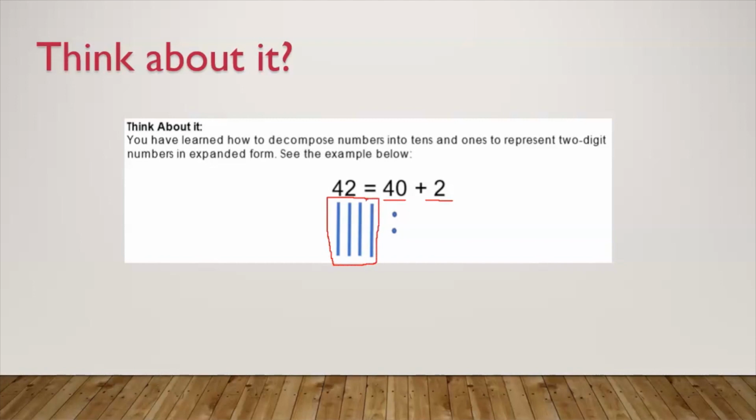So the lines represent tens, so we have 10, 20, 30, 40. And the dots represent ones, which we have 1 and 2. So 42 is represented as 4 tens, 2 ones, or 42. So keep that in mind. Be thinking about that as we work on this lesson.